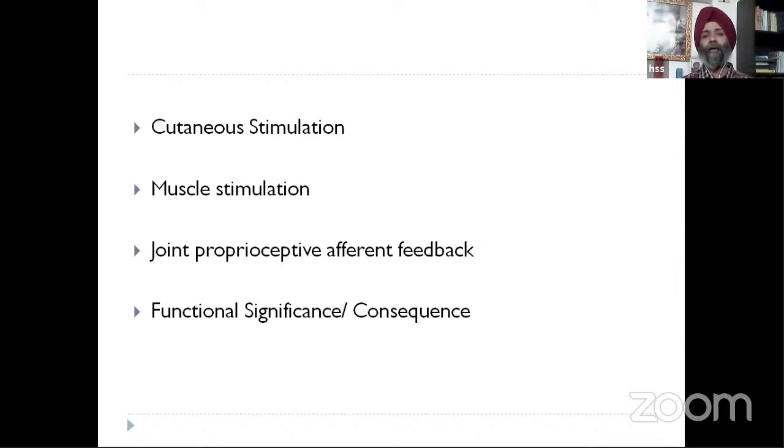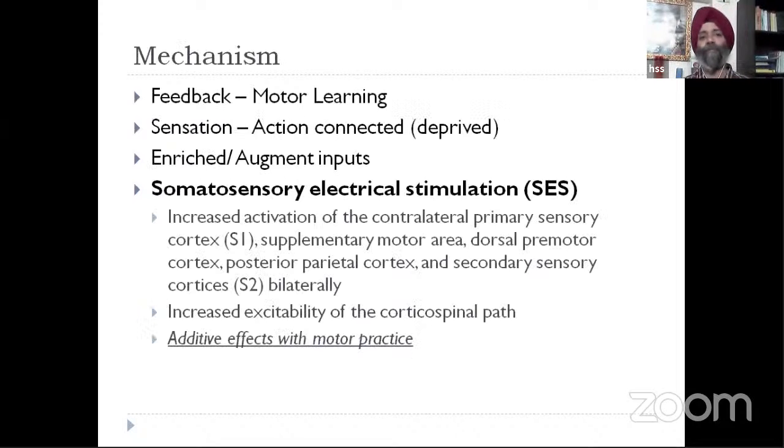So when I use a stimulation, the electrical currents do give a sensory input or activate or stimulate the sensory nerve fibers of the body part, and somehow it does reach the cortex. Also, while stimulating at the motor level, muscles are also stimulated. Whenever a muscle is stimulated, it produces a movement, and the movement produces the proprioceptive feedback of movement, which also reaches the central nervous system. And because we are using that electrical stimulation in a functional context, there would be a functional consequence giving significance to the movement. So for motor learning, as we have discussed previously, sensory feedback is very important, and the sensation and action are connected.